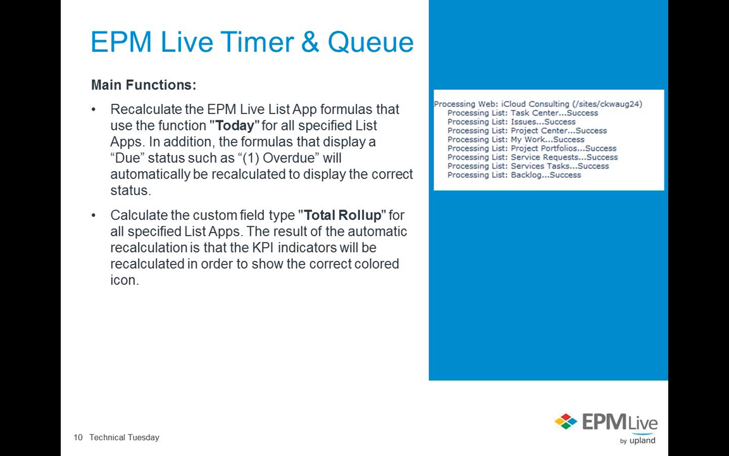so you have an updated status based on due date. It also goes through and recalculates all of our total roll-up fields. For example, if you want to see all active issues for a given project, or all overdue tasks for a given project, this timer goes through and refreshes and recalculates whatever the total roll-up is counting, and then it gives you your updated value or KPI indicator within those various list apps. I'll show you an example of what this looks like in just a minute.